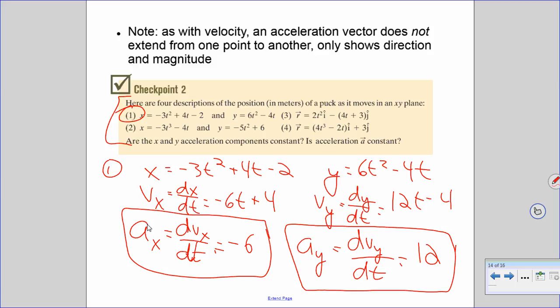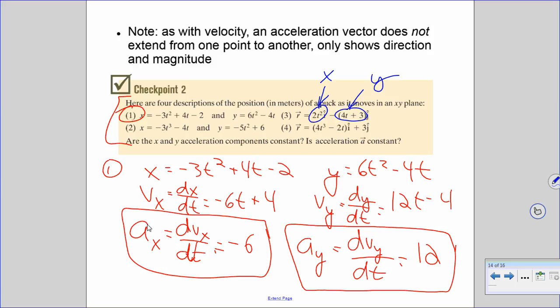All right. Now, 3 and 4 look a little more intimidating because for 1 and 2, I gave you expressions for the x position and the y position, right? In 3 and 4, I didn't do that. I gave you this r. Did I just hear somebody say it's the same thing? Isn't it the same thing? Because look, this says r equals 2t squared i. So 2t squared is my x. And then my j component is 4t plus 3. That's my y. So my x position is 2t squared, and my y position is 4t plus 3.